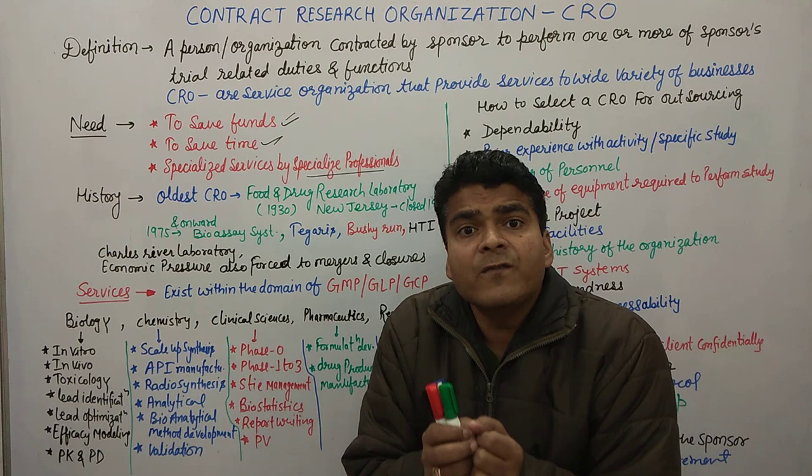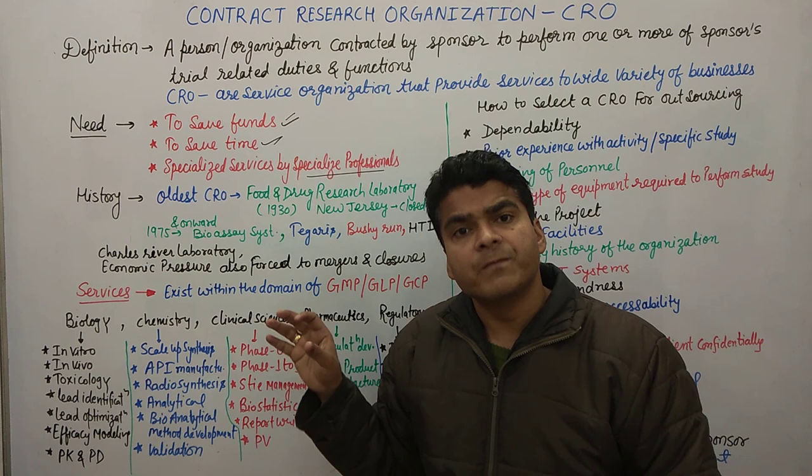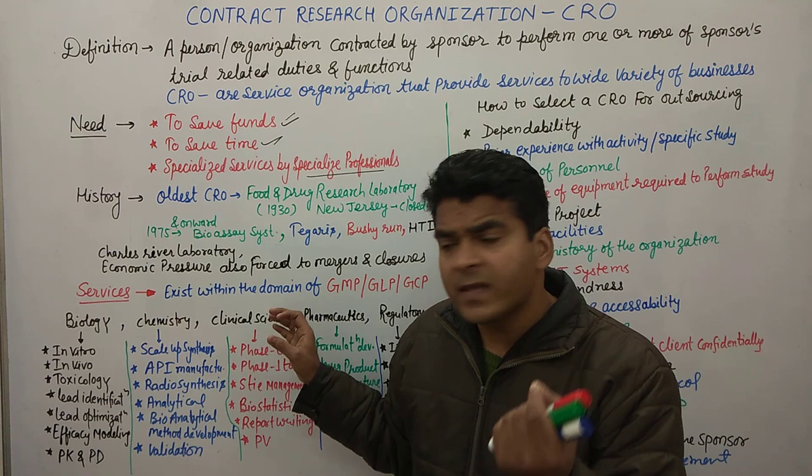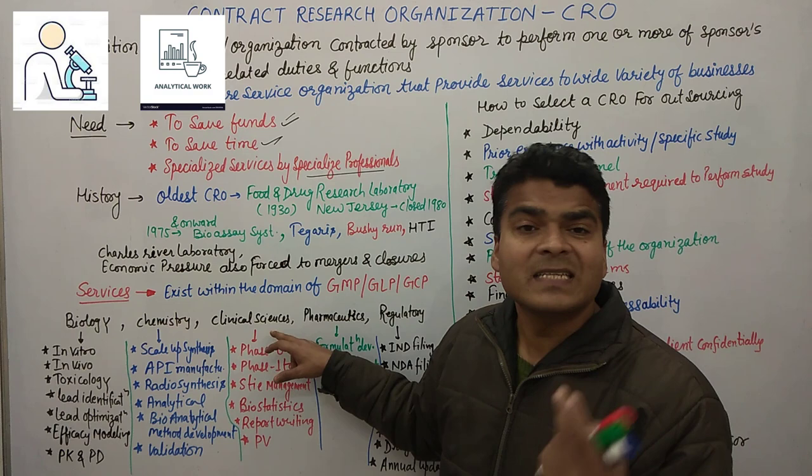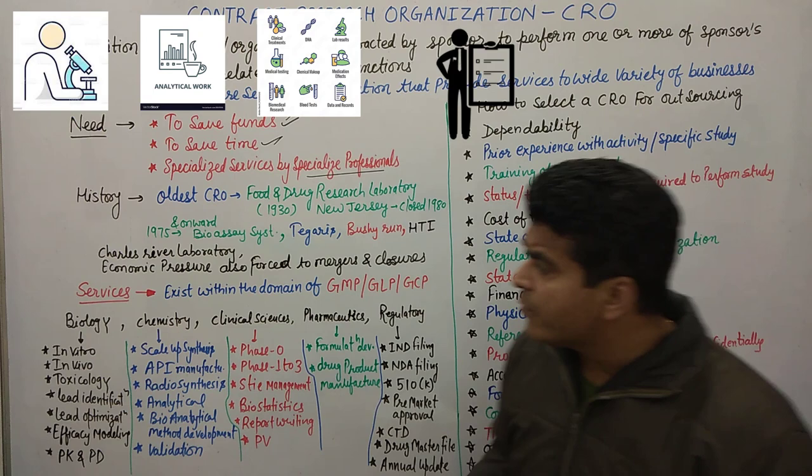Now if we are looking at CROs particularly for the pharmaceutical field, what kind of services do they provide? They provide services in the biology sector, in the chemistry sector, as well as clinical sciences, pharmaceutics, and the regulatory field. First we are looking at the services which they provide in the biology field.